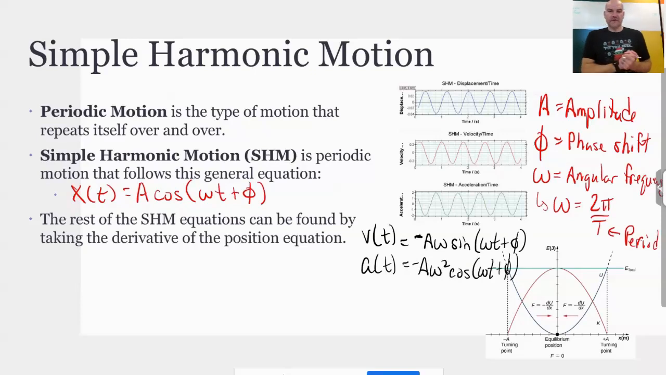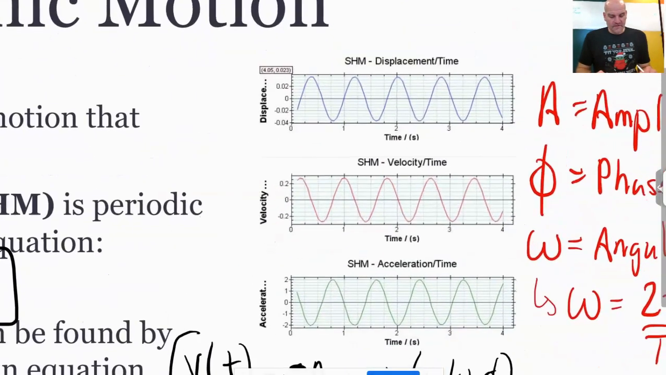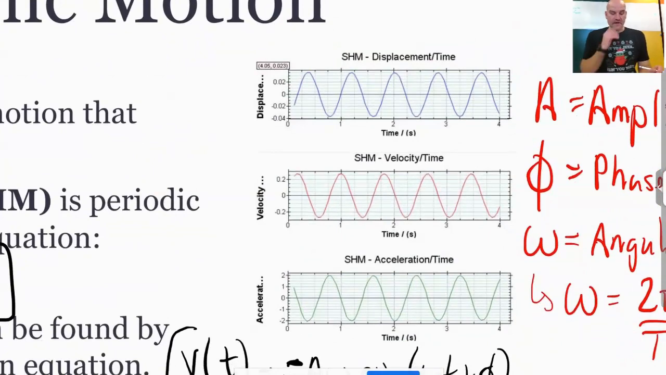These are very important equations. These are the 3 equations that govern our basic simple harmonic motion. And you can see here in the graphs, that's what's traced out, right? So I can figure out all my information from these graphs.